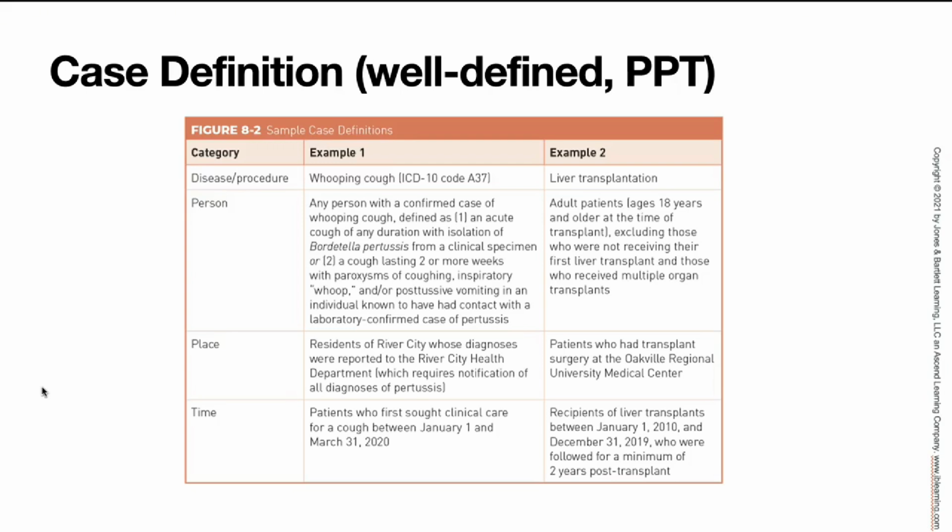Place: for my particular study, it would be residents of River City whose diagnoses were reported to the River City Health Department. So in terms of place, it's all going to be residents of River City. And then I also have to define it well in terms of time. So I am looking at patients who first sought clinical care for a cough between January 1st and March 31st, 2020. So it's all very well defined.